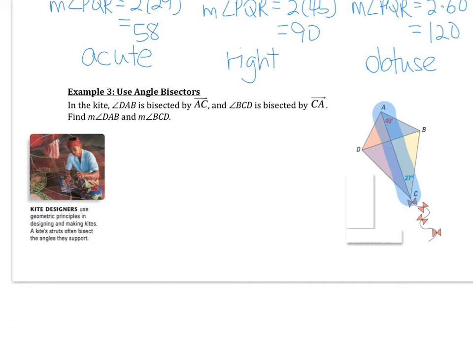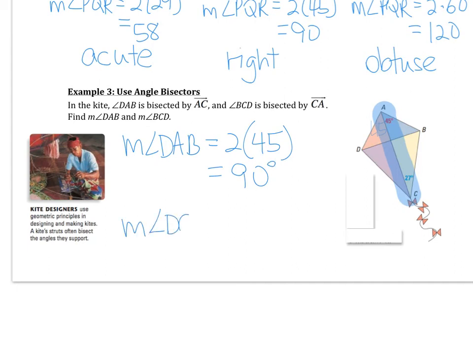Find DAB and BCD. So if I just write on my diagram here, I know this side over here is 45, so the measure of DAB, since it is bisected, is 2 times 45, which is 90. And the measure of DCB, or BCD, doesn't matter how we name it, it's bisected also, so it would be 2 times 27, which is 54. Once again, you have 2 to try.